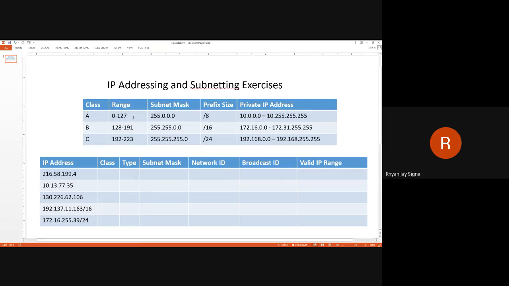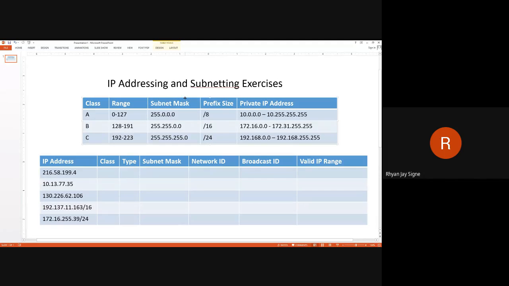Okay, again, this is for your IP addressing and subnetting exercises. On your screen right now, there are two tables. The first table will be our reference. The second table will be the sample exercises.